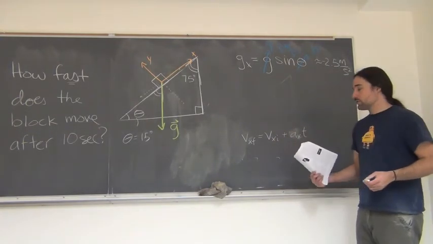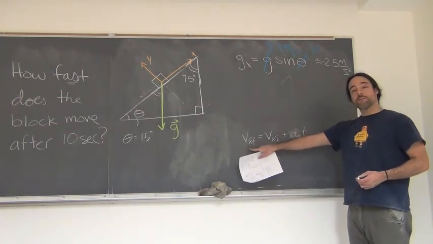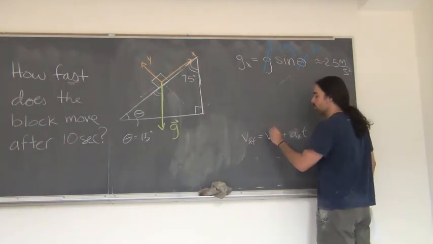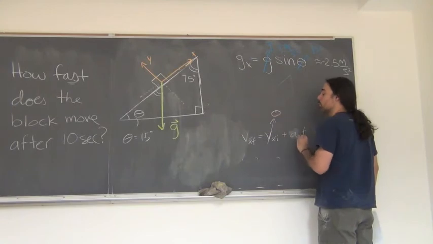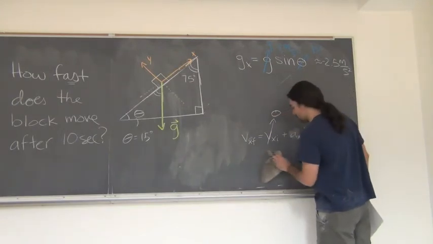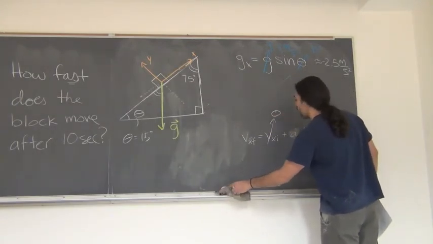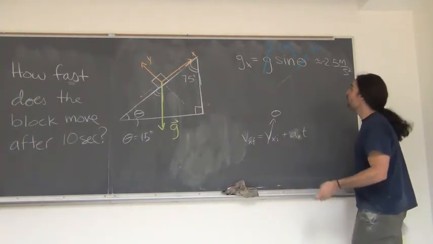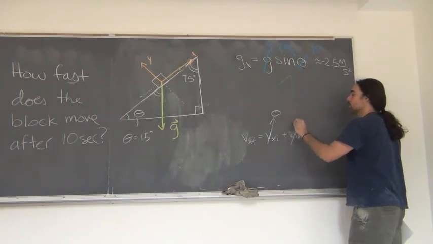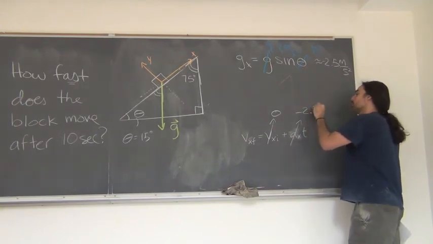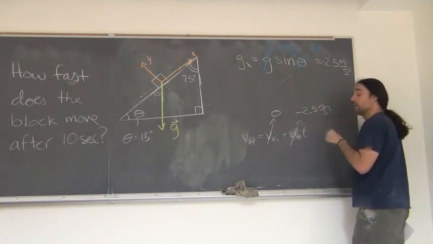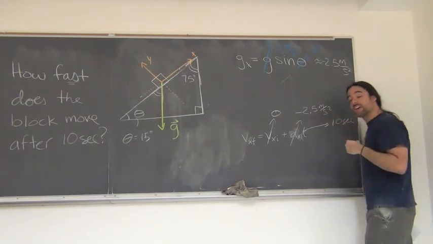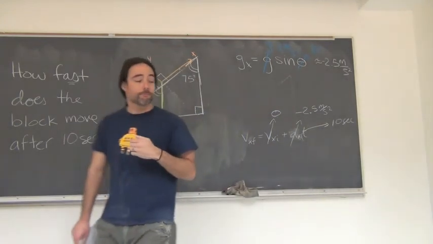That leaves my final equation, which gives me the final velocity equals the initial velocity, which in this case, let's assume we're starting at rest. That would be 0 if we're starting at rest. We've got our acceleration in the x direction, which we just said was negative 2.5 meters per second squared. And we've got time, which we said we wanted to know how fast it's moving after 10 seconds.